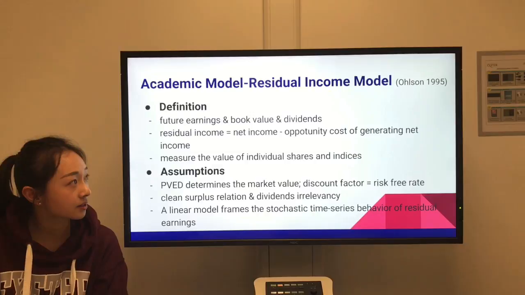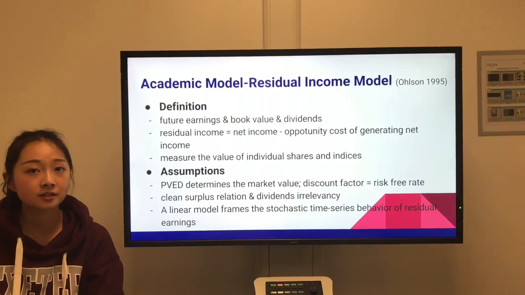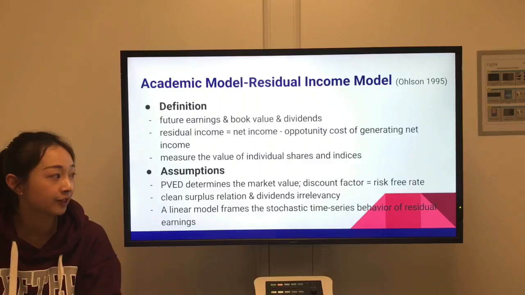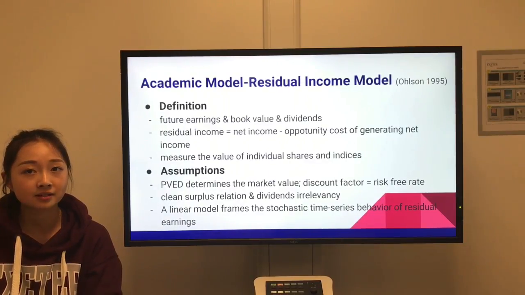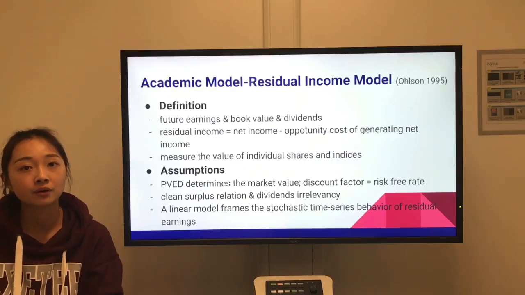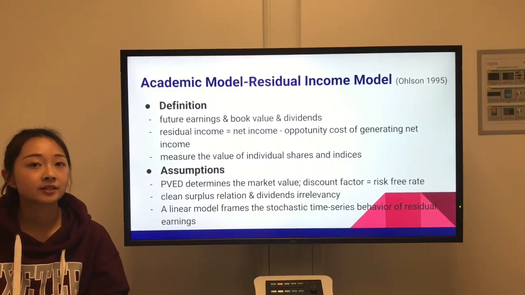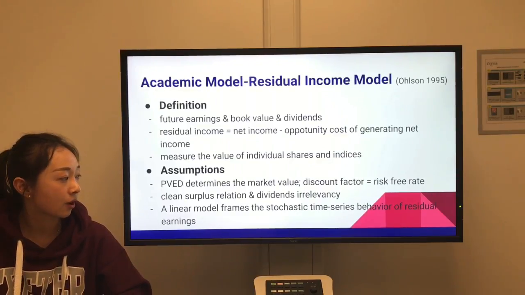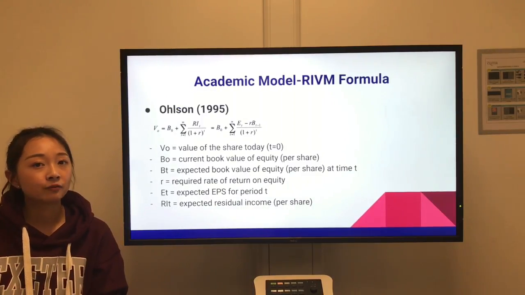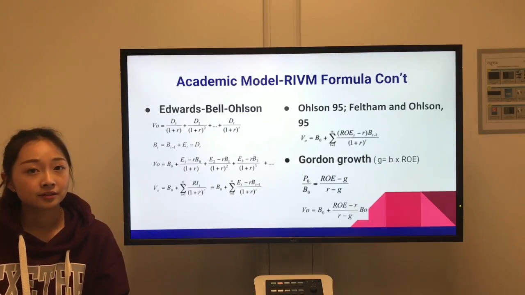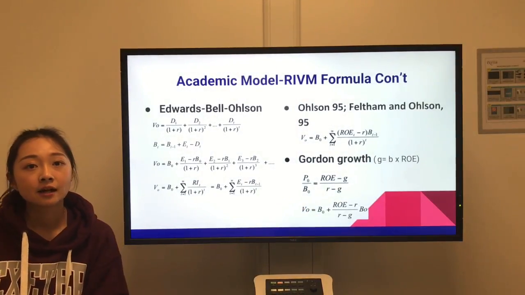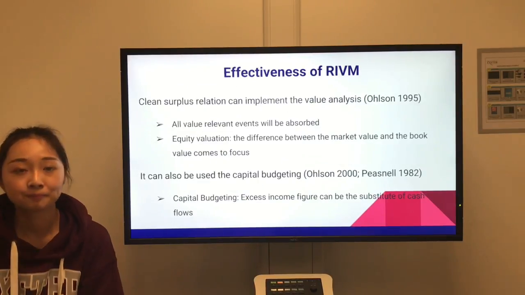There are three main assumptions in Ohlson's 1995 paper. First, the present value of expected dividends determines the market value, and the discount factor equals the risk-free rate. Secondly, the accounting numbers and dividends satisfy the clean surplus relation, which implies no injections or withdrawals of capital, and dividends reduce book value without affecting current earnings. Certainly, this linear model frames the stochastic time series behavior of residual earnings. So Ohlson gave a formula of the RIVM, and it could be derived from the EBO models and applies to the Gordon model. The formula turns out like this. Now I will hand over to Susan to evaluate the RIVM.